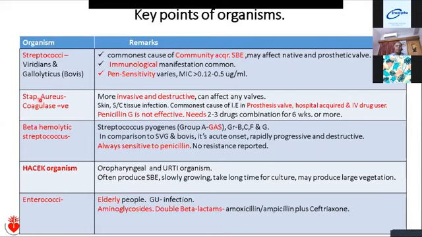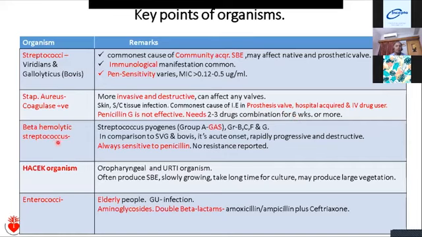On the other hand, Staphylococcus aureus is coagulase positive, so it is rapidly invasive and destructive, and can affect any valve, even a normal valve, a prosthetic valve, or a previously diseased valve. Skin and subcutaneous tissue infection is the commonest cause. This is the commonest cause of infective endocarditis in prosthetic valve, hospital-acquired cases, or IV drug users. Penicillin is usually not effective and needs multiple drug combination for at least 6 weeks.